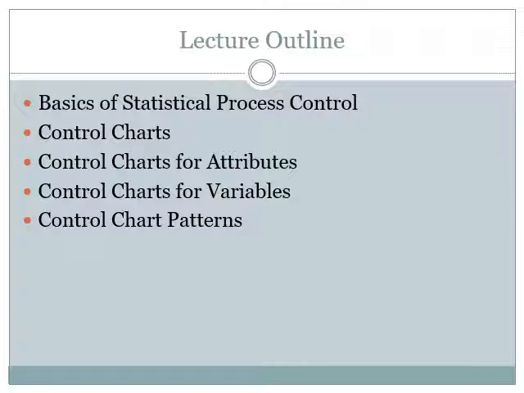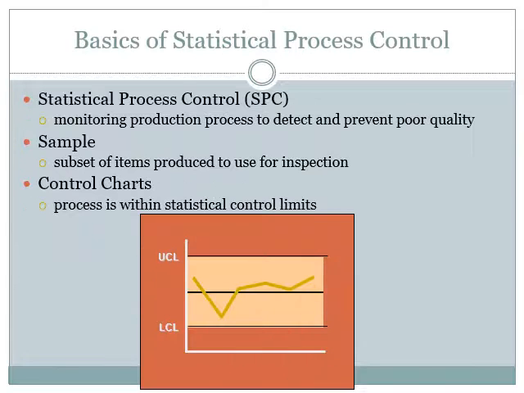So, let's start with the introduction. Now, what is a statistical process control? As shown on the slides, it is monitoring the production process to detect and prevent poor quality. And what is a sample? Sample, like we already discussed in the sampling process, is a subset of items produced to use for inspection. And control charts is process within statistical control limits.